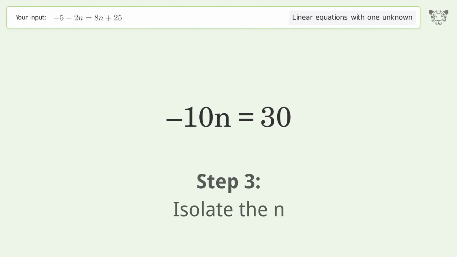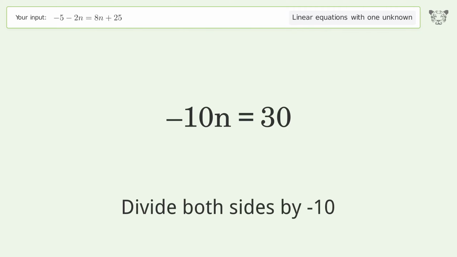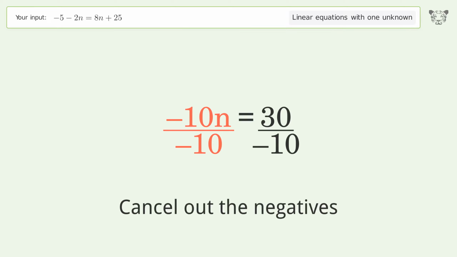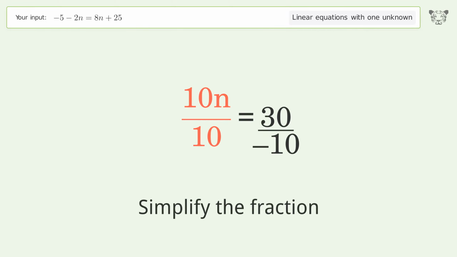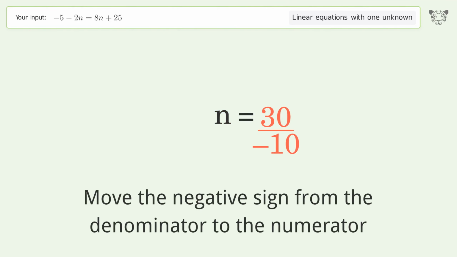Isolate the n. Divide both sides by -10. Cancel out the negatives. Simplify the fraction. Move the negative sign from the denominator to the numerator.